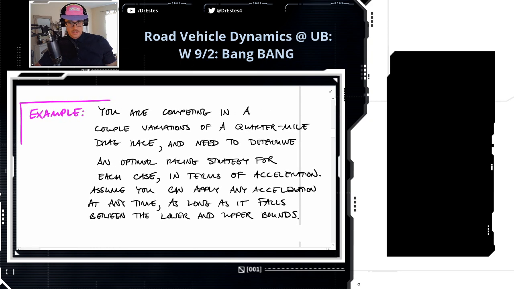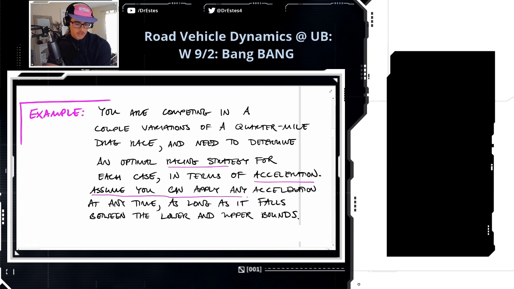You're competing in a quarter mile drag race, and you need to determine an optimal racing strategy for each case. So there's going to be 4 different cases. It's a quarter mile drag race, but there's going to be different sets of rules. You're going to come up with a racing strategy in terms of acceleration, specifically when should I be throttling and how much, so when am I pressing the pedal and when am I braking and how intensely am I braking?